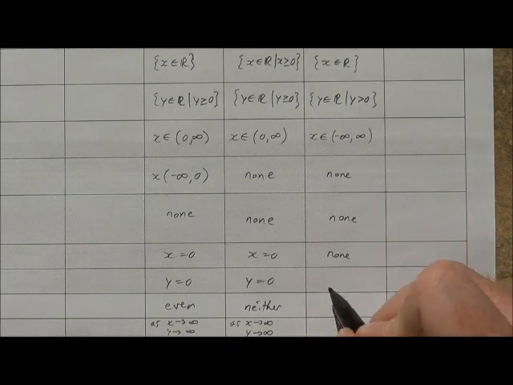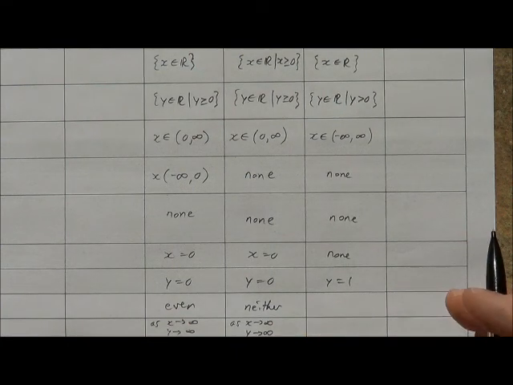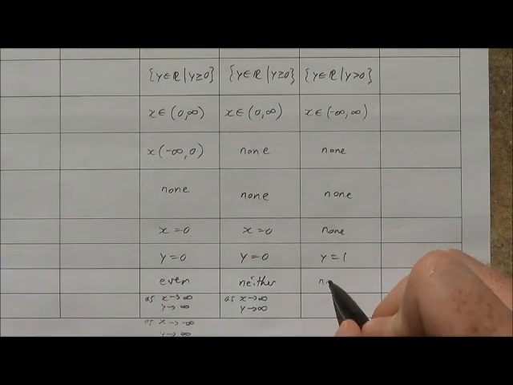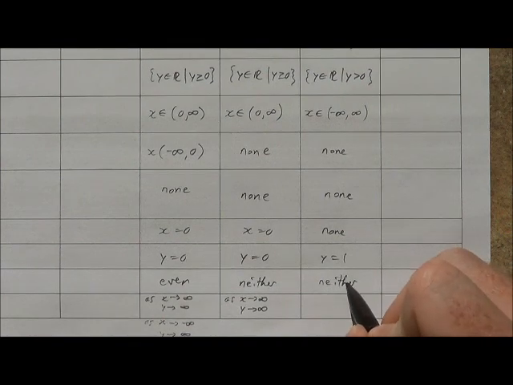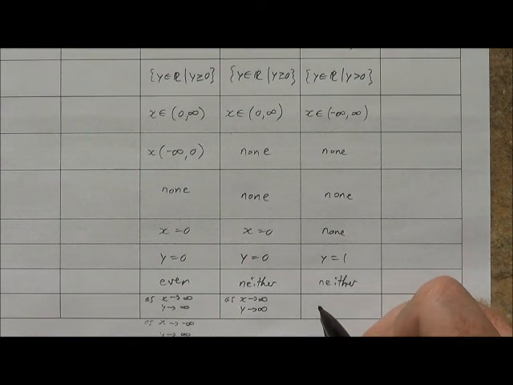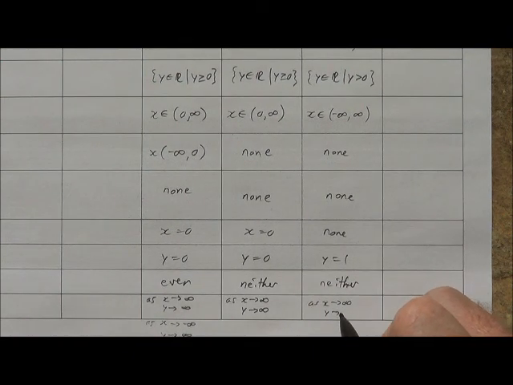Zeros, none. Y-intercepts, y equals 1. There is no symmetry, neither odd nor even. And then end behavior: as x approaches infinity, y approaches infinity.